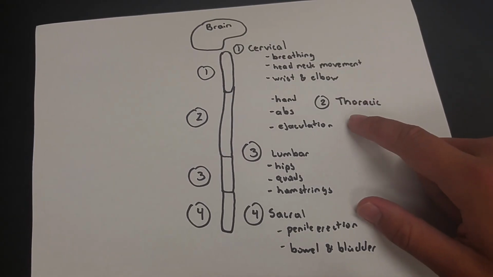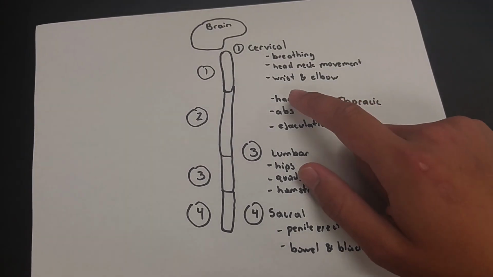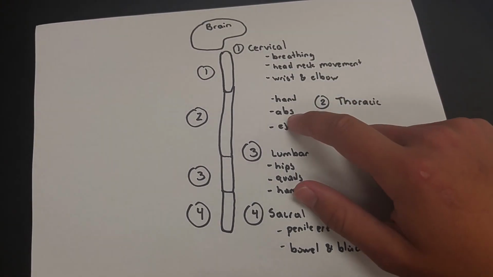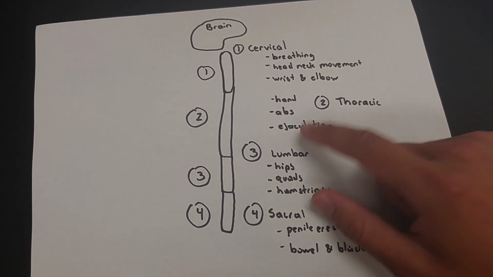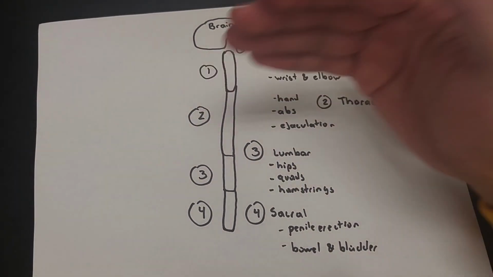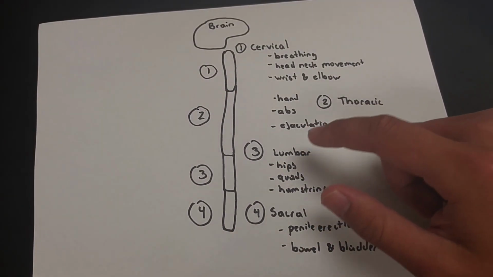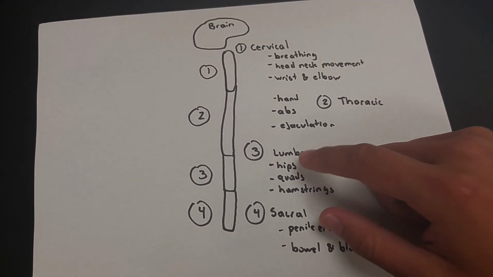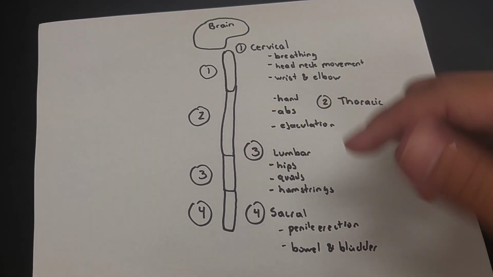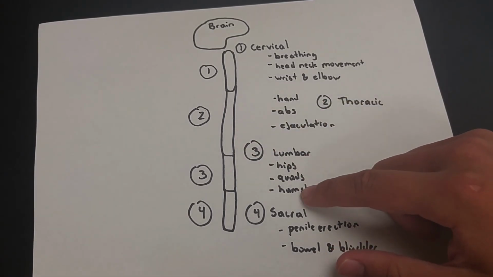So then the second part is the thoracic. That's responsible for your hands, controlling your abs, and also ejaculation. And so if you cut it right there, then you lose that, which also kind of sucks. And then the third part is the lumbar. So then if you get cut right there, you lose your hips, your quads, and your hamstrings.